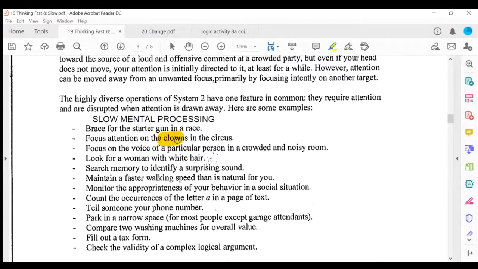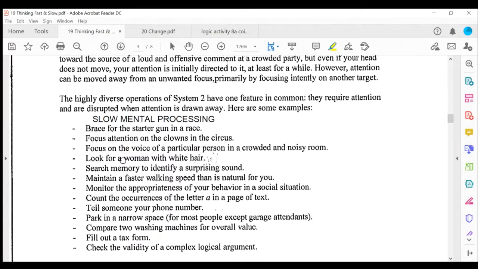Focusing your attention on just the clowns in a circus, not everything else, not the lions and the lion tamers or the acrobats or anyone in the crowd or your friends or your parents. Focusing just on the clowns takes some mental effort. Focusing on the voice of a particular person in a crowded, noisy room. Maybe you haven't experienced this one lately because of COVID restrictions, but when you're at a party and there are a bunch of people talking and you just want to listen to one person talking in that noisy room, it takes a lot of your mental effort. It's deliberate in this way.